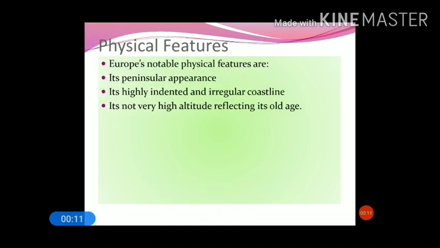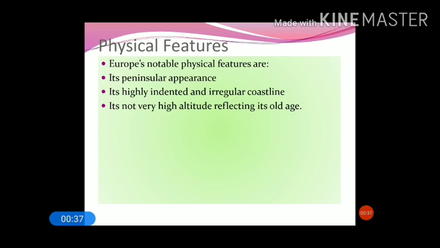Hello students, in this video we are going to mainly focus on the physical features and the physical division of Europe. In your earlier video we have already discussed the political divisions and the number of countries, like the Scandinavian countries, Benelux countries, lowland countries, and landlocked countries. As I already told you, this video is mainly focusing on the physical division of Europe.